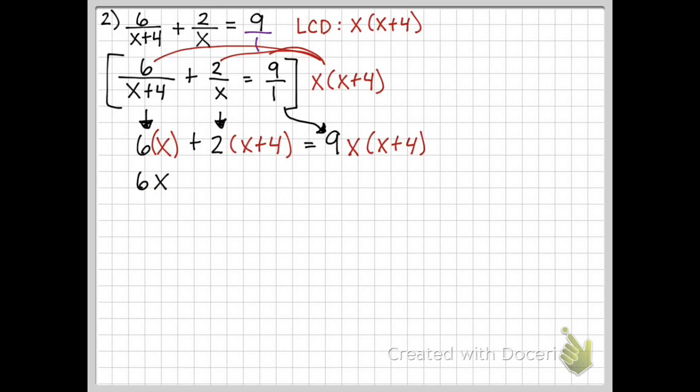Okay, so 6x plus, I'm going to distribute that, 2x plus 8 equals, I'm going to distribute, see how 9 times x times this? I'm going to say 9x, and I'm going to distribute it to each piece. So 9x times x is 9x squared, and 9x times 4 is 36x.